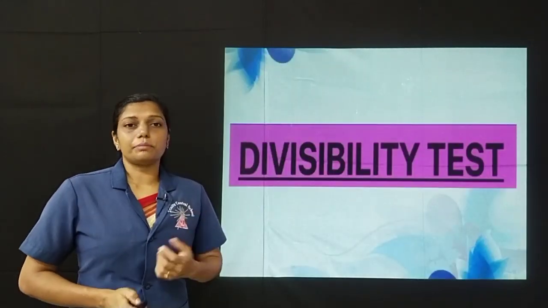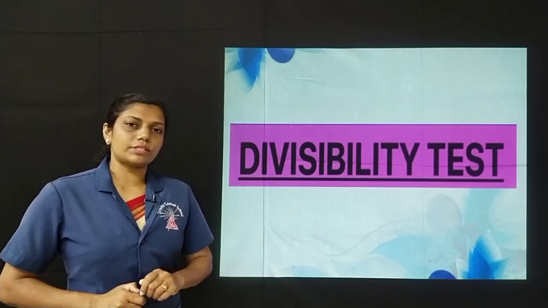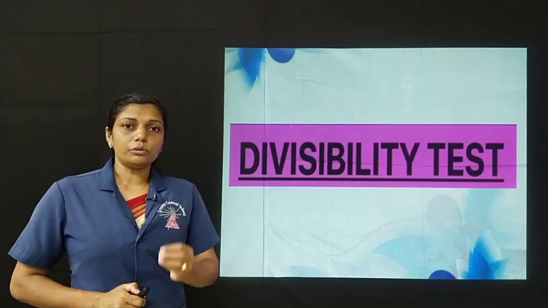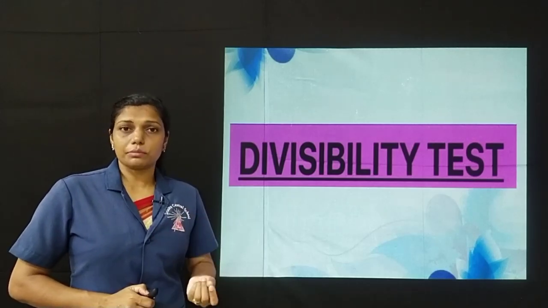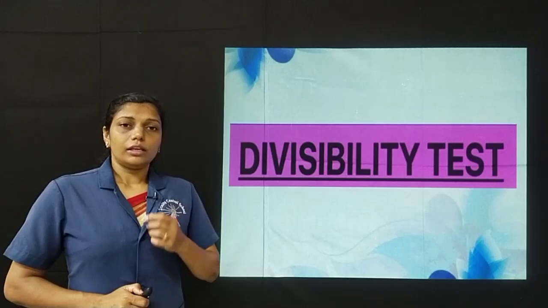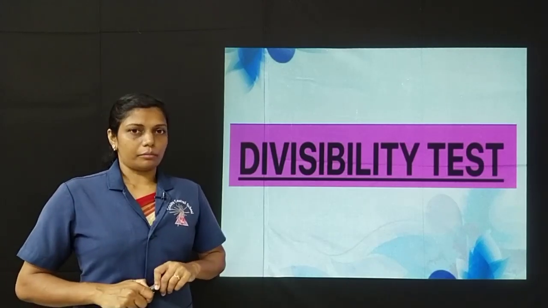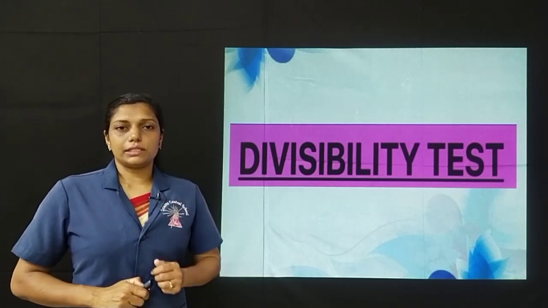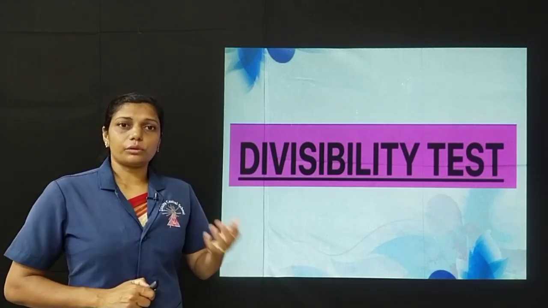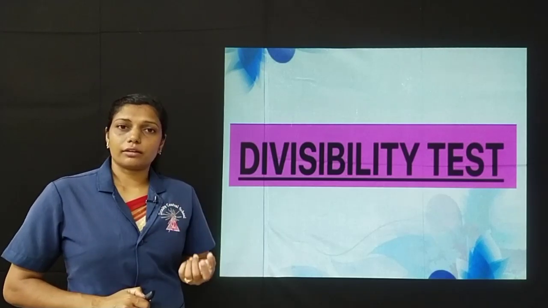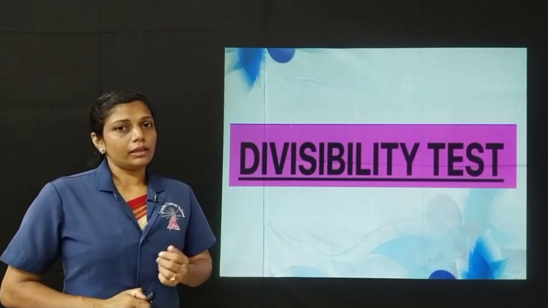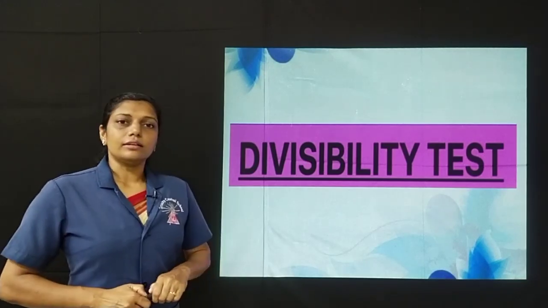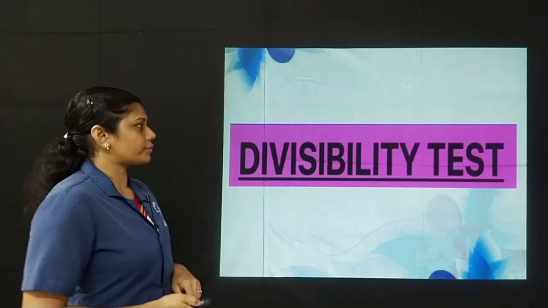Next, divisibility test. What is this divisibility test? When you see a number, you can check whether it is divisible by another number even before dividing the number. So such tests are called divisibility tests. Just looking at the number, you can check whether they are divisible by another number or not. Okay, let us see the divisibility tests.